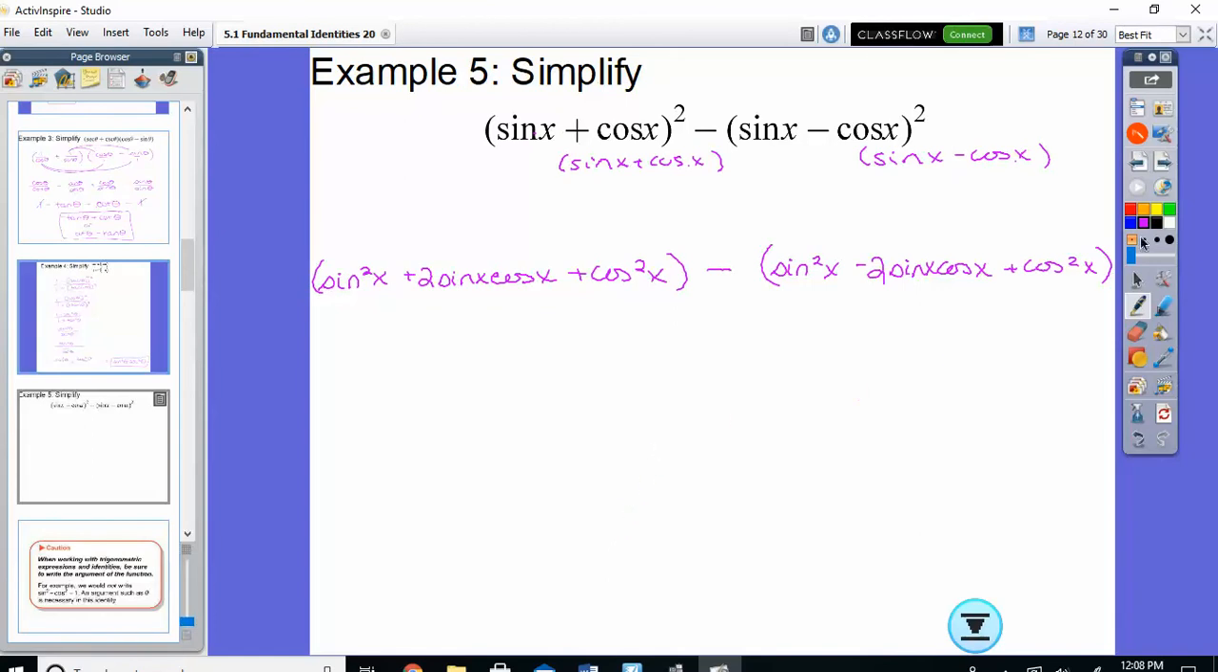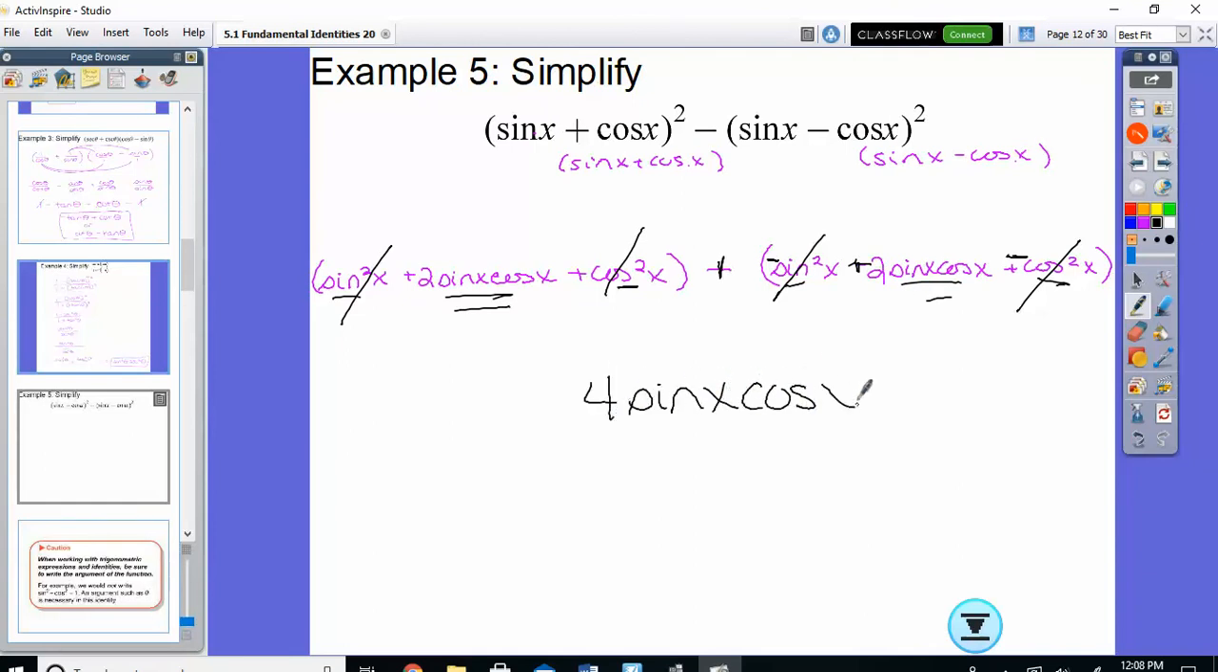What would I do now? We have a negative, so if I run that through, and then combine like terms. Positive sine squared and negative sine squared would cancel. Positive cosine squared and negative cosine squared cancel. So I have 2 sine x cosine x plus 2 sine x cosine x, which is 4 sine x cosine x.